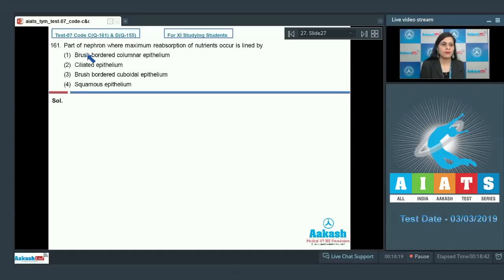Question number 161. Part of nephron where maximum reabsorption of nutrients occur is lined by, and the options are brush-bordered columnar epithelium, ciliated epithelium, brush-bordered cuboidal epithelium, and squamous epithelium. And the correct answer to this question is option number 3, brush-bordered cuboidal epithelium, because the part of nephron where maximum reabsorption of nutrients occurs is proximal convoluted tubule.